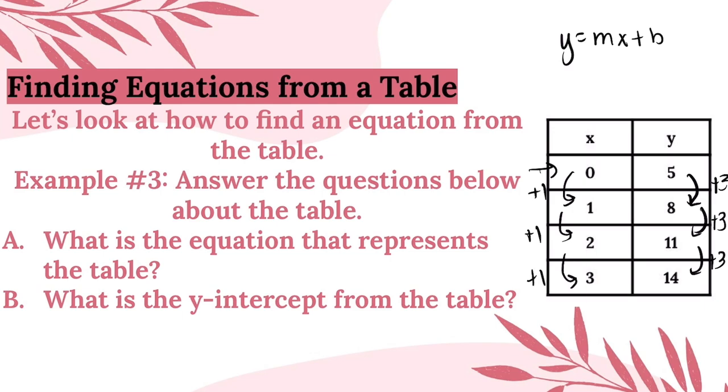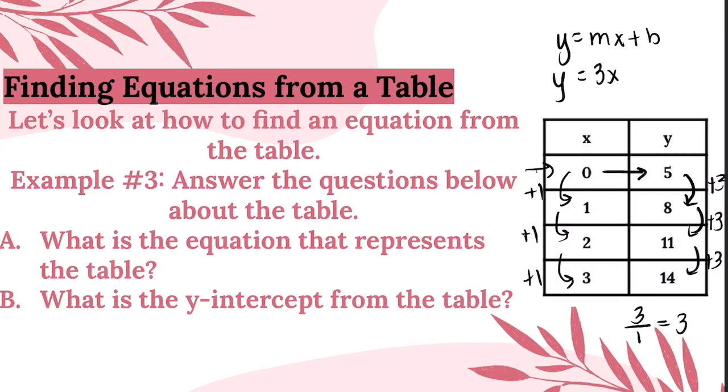And so we can see it's increasing by the same amount, so it's going to be linear. And then our slope is our change in y over our change in x. So it's 3 over 1, which is just 3. And then the b is the y-intercept. So the y-intercept is where x is equal to 0. And x is 0 right here, where y is 5. So it'll be plus 5. So this is the equation. Y equals 3x plus 5.